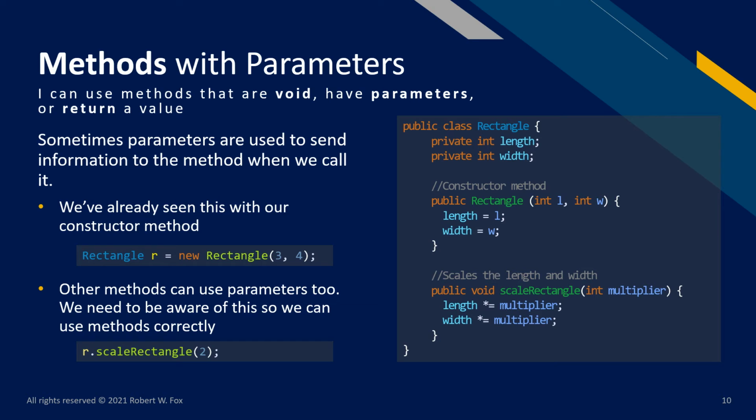Now, other methods use parameters too, and we need to be aware of this so that we can call the methods correctly. If you take a look at the scale rectangle method, you will see that it's expecting one parameter, one int, and it uses that int to do a calculation on the length and width. So when we call it, we need to know that so that when we say r.scaleRectangle, we can give it the one number it needs, which will be sent to the method so the method can use it.